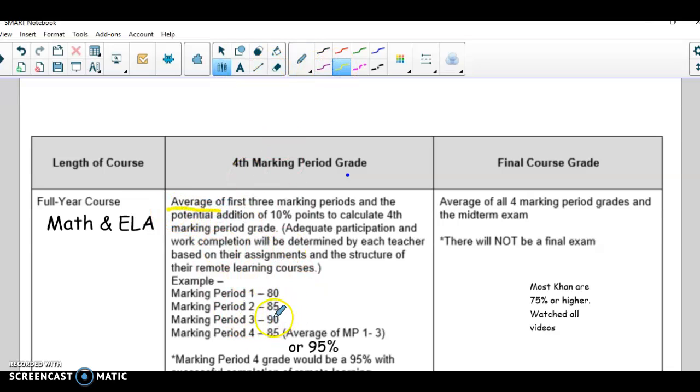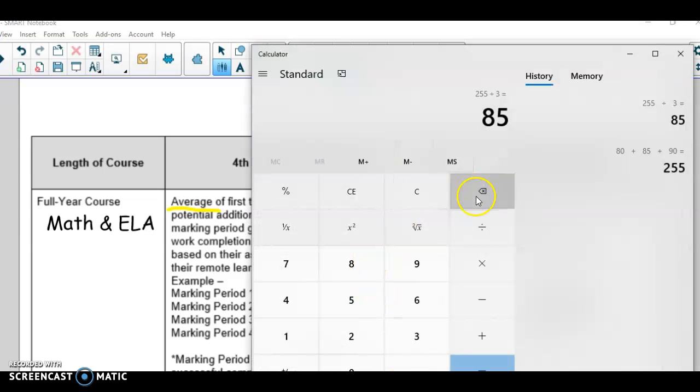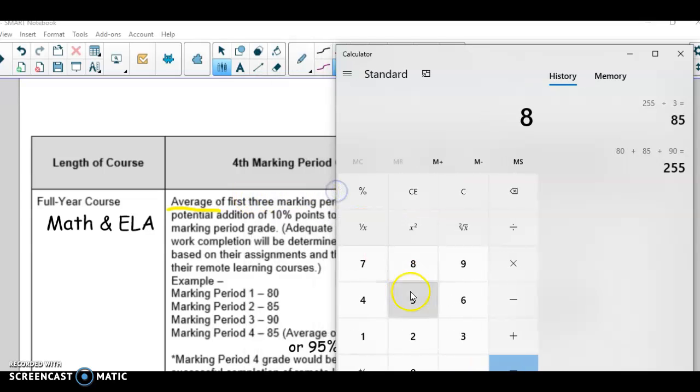So you want to look back at your marking period 1, marking period 2, and marking period 3, and average them up. The way you find an average is you add up and divide by how many there are. You guys should know this, because we've done this. So 80 plus 85 plus 90, and you divide that by 3, and your average is an 85. That means you will get an 85% for marking period 4. This isn't going to show up on the Home Access Center. We're just going to type it in for you.